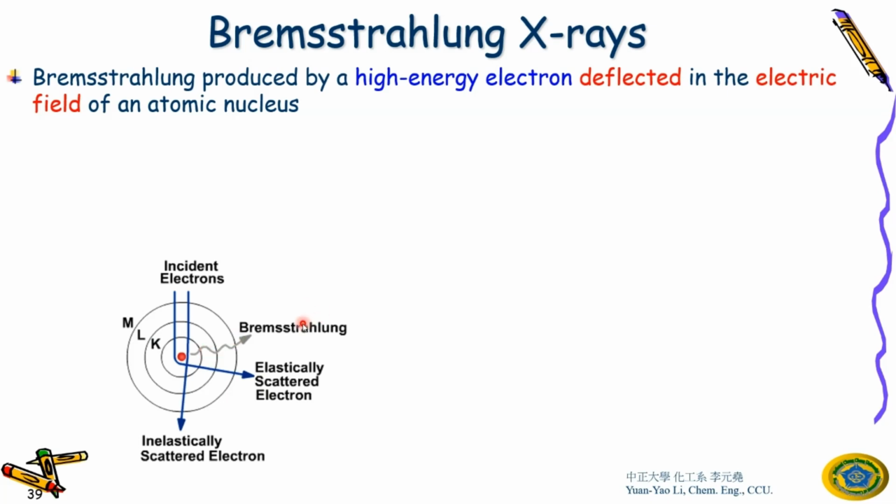In this case, Bremsstrahlung, who is the scientist who found this phenomenon, and that's why we use his name to address this X-ray, and we call this Bremsstrahlung X-rays. So you can have inelastically scattered electrons, or you can have elastically scattered electrons. No matter what, if any energy exchange is involved, you can generate Bremsstrahlung X-ray. So this is Bremsstrahlung X-ray.